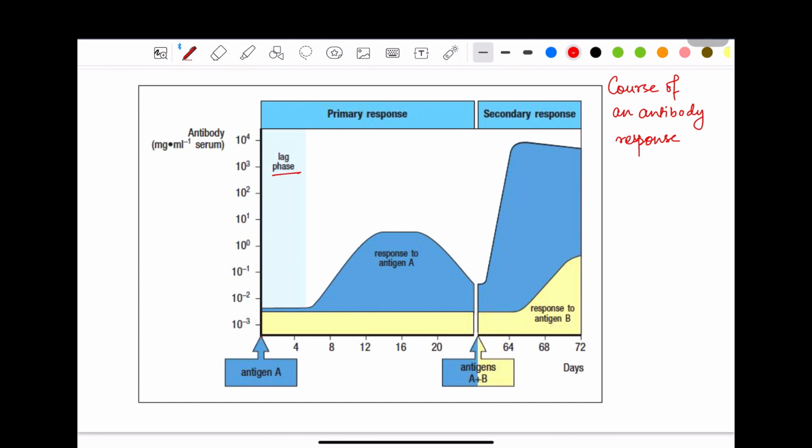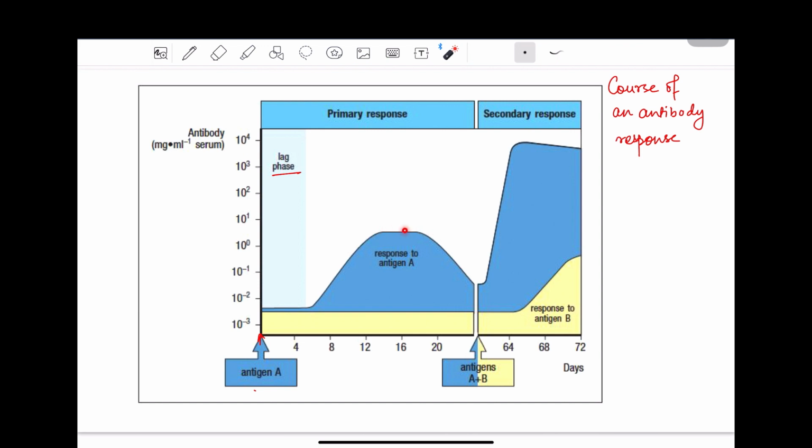This is the entry point of the antigen A. Following the entry of the antigen A in the body, there is a little lag period when the adaptive immune response is not induced or activated. But following that lag period, the adaptive immune response starts to be induced and then it reaches a plateau.